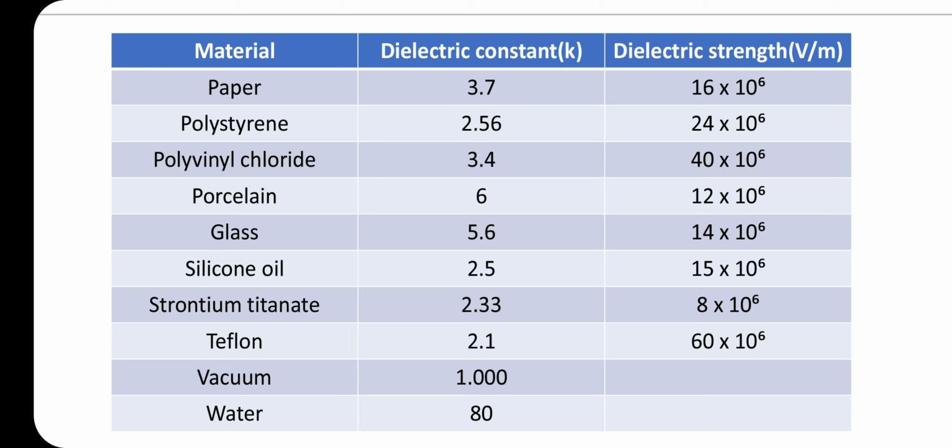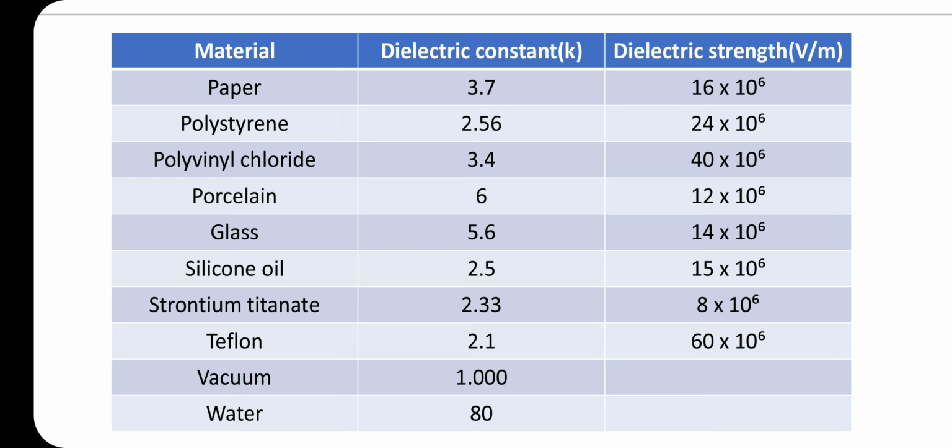For polystyrene, dielectric constant is 2.56 and dielectric strength is 24 × 10⁶. Polyvinyl chloride, dielectric constant is 3.4 and dielectric strength is 40 × 10⁶. Porcelain, dielectric constant is 6 and dielectric strength is 12 × 10⁶. For glass, dielectric constant is 5.6 and dielectric strength is 14 × 10⁶. For silicon oil, dielectric constant is 2.5 and dielectric strength is 15 × 10⁶.